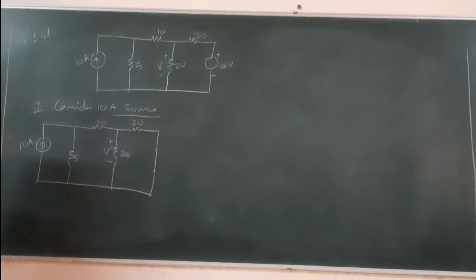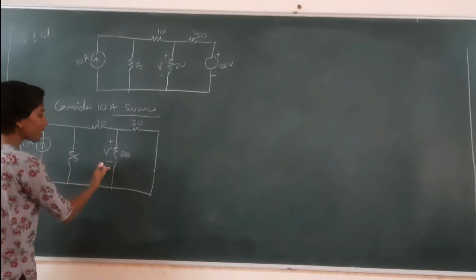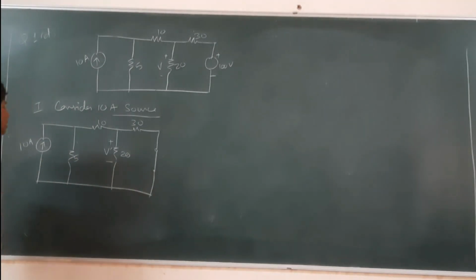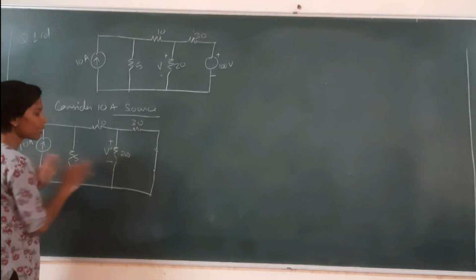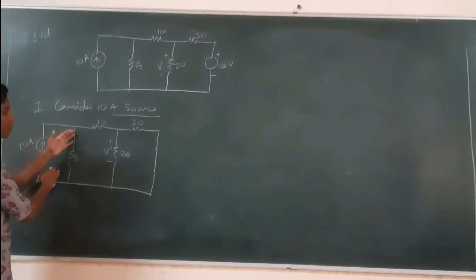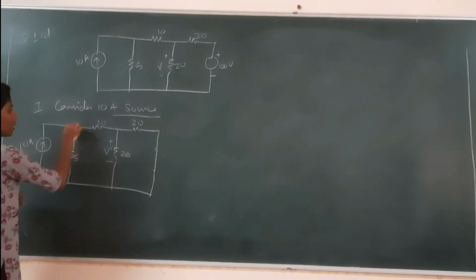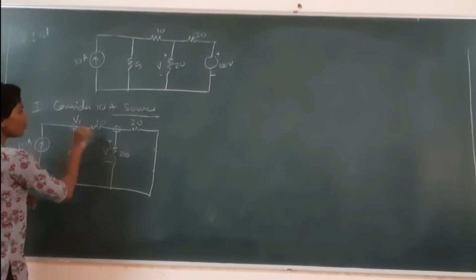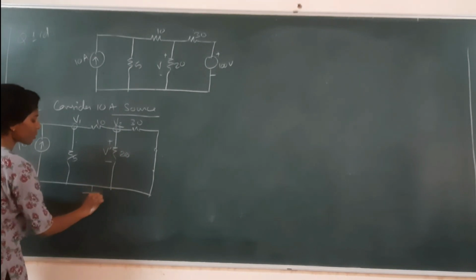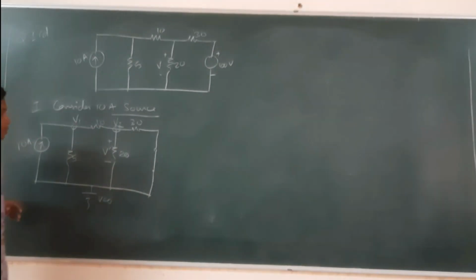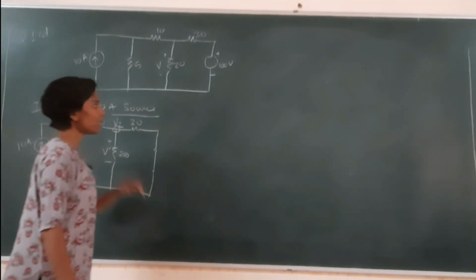Now what technique can we apply here for the calculation of V dash? We can apply the current division method, or the source transformation technique, whatever you are comfortable with. I am applying the nodal analysis here. This is my one node V1, another node V2, and this is my reference node, that is 0 volt.